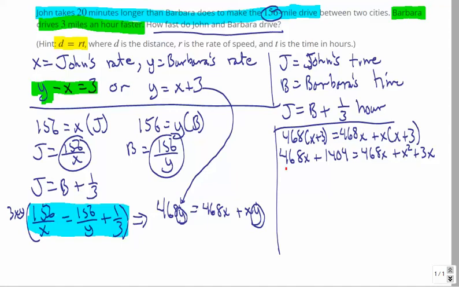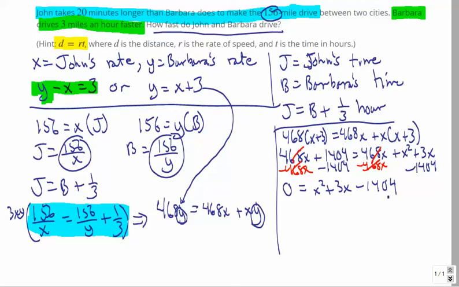Notice that I can subtract 468x from both sides to get rid of those terms. I'm going to set it equal to 0. I'm going to subtract 1404 from both sides. So minus 1404, minus 1404. So I've got that 0 on the left now is equal to x squared plus 3x minus 1404. All right, how do we solve this quadratic?